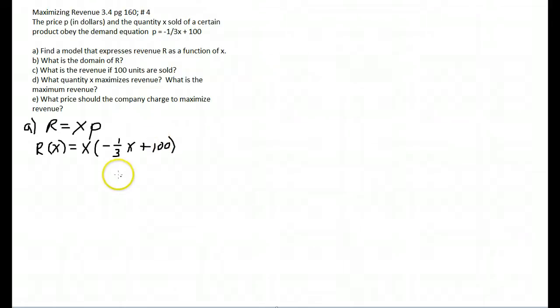Okay, now we could leave it like this, or we could simplify by distributing the X. So R of X equals negative 1/3 X squared plus 100X. There we go. And that's part A, finding the model that expresses a revenue as a function of X.